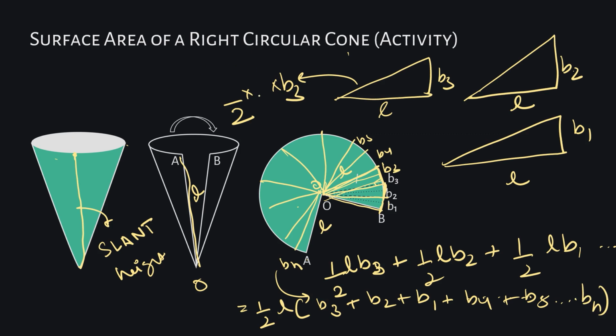Now you can see that we have half into L, and a lot of numbers over here. When you sum these, B1 plus B2 plus B3 plus B4 plus B5 and so on up to Bn, you can see that we are getting the perimeter.